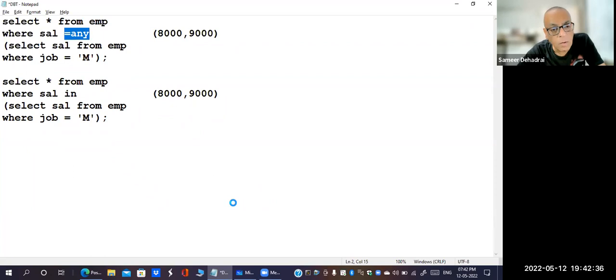But ANY is more powerful because with the IN operator, I can only check for IN or NOT IN. Whereas with the ANY operator, I can check for equal to ANY, not equal to ANY, greater than ANY, less than ANY, greater than equal to ANY, less than equal to ANY, which is not possible with the IN operator. You see what is happening here, students?